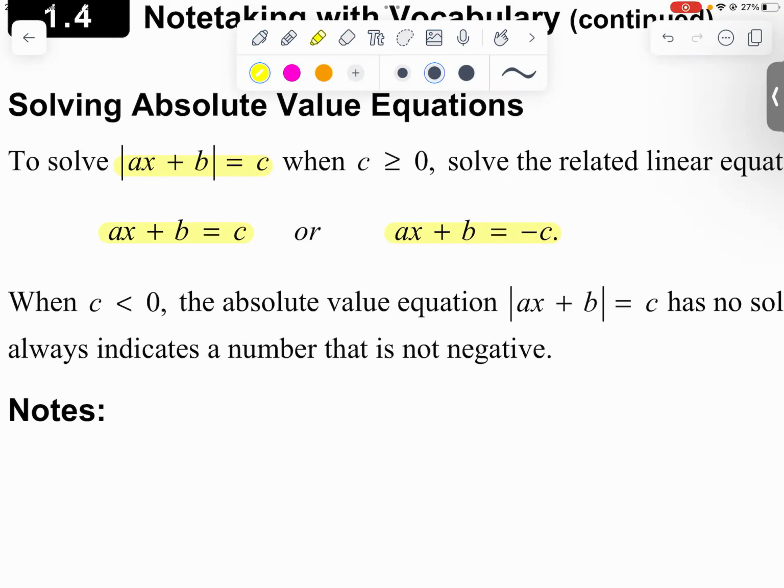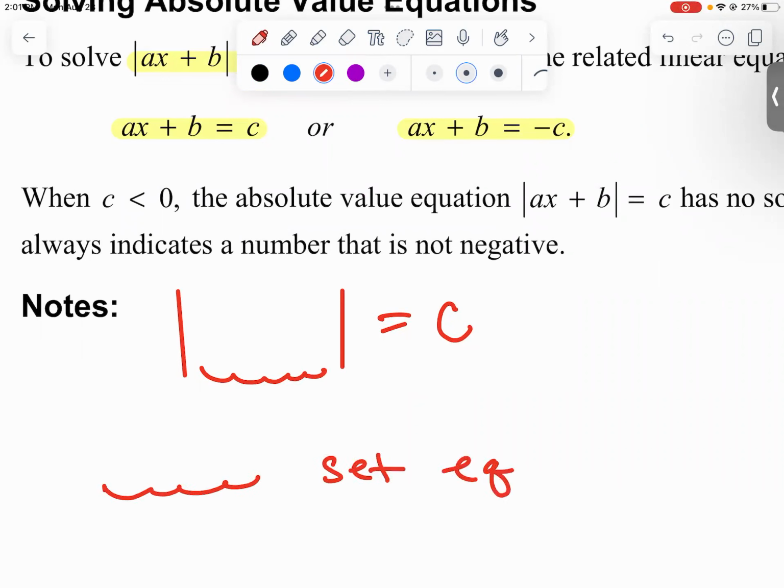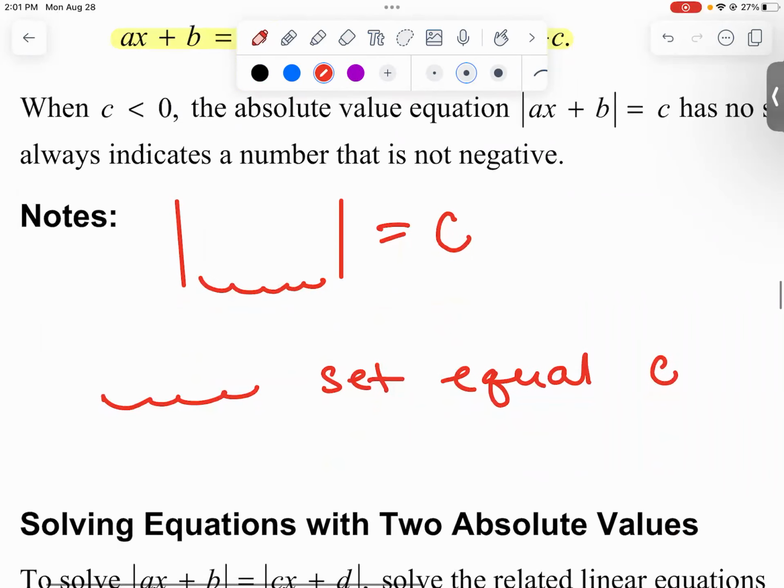Okay, so basically what's going to happen, if I have the absolute value of something equals C, you're going to take what's in here and set it equal to C, and you're going to take it and set it equal to -C. Because whatever's in the absolute value, there are two different numbers it could be to get a C, right? Kind of like with the 5 and -5.